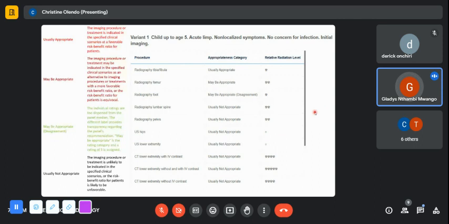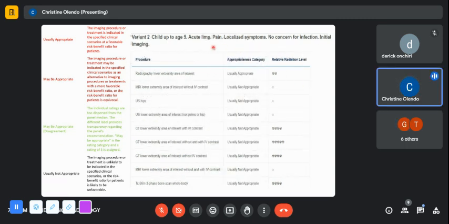Do you need maybe to do another imaging modality? So again, ultrasound of the lower limb, it's not appropriate. Ultrasound of the hip at age 5, definitely not appropriate. And then the CT scan, again, all of them are really not appropriate. And again, you can see the radiation dose is quite high.